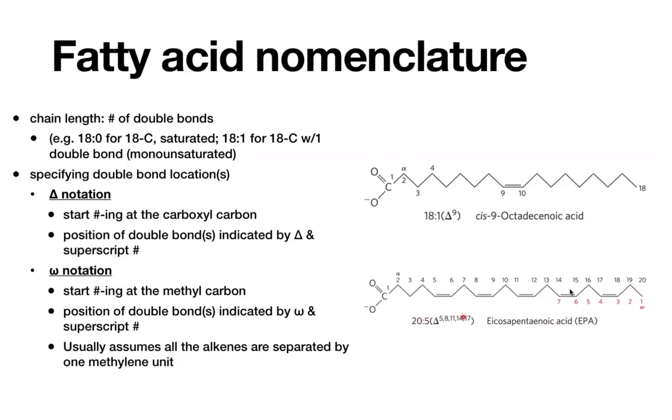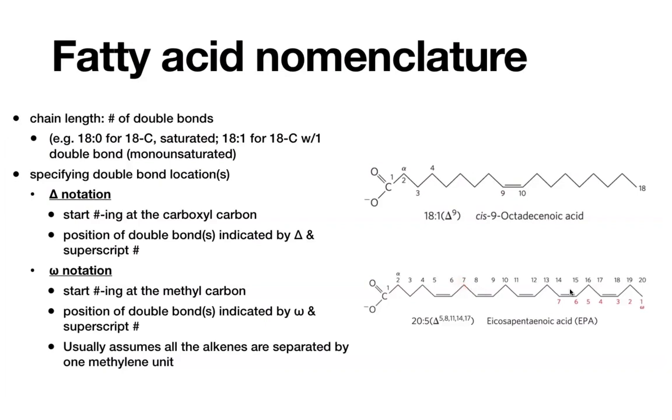Now we need to indicate the position of each of these double bonds. So we count from our carboxyl carbon: 1, 2, 3, 4, 5, and we get a 5. 6, 7, 8, we get an 8. 9, 10, 11, we get an 11. 12, 13, 14, we get a 14. 15, 16, 17, we get a 17. And then that was the end. What's nice is that these are all going to be separated by 3, because the alkenes are typically all separated by one methylene unit, so by one CH2 in between them.